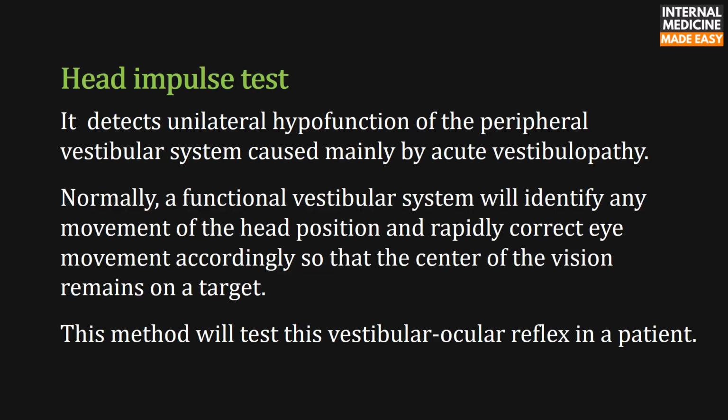Head impulse test detects unilateral hypofunction of the peripheral vestibular system caused mainly by acute vestibulopathy. Normally, a functional vestibular system will identify any movement of the head position and rapidly correct eye movement accordingly, so that the center of the vision remains on a target. This method will test this vestibular ocular reflex in a patient.